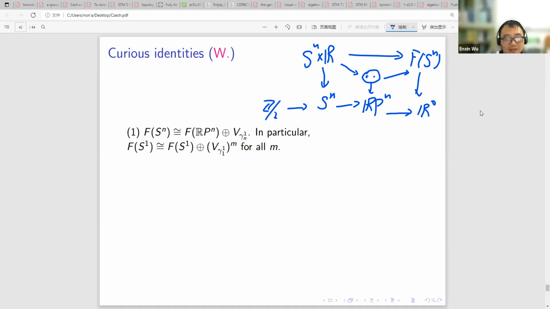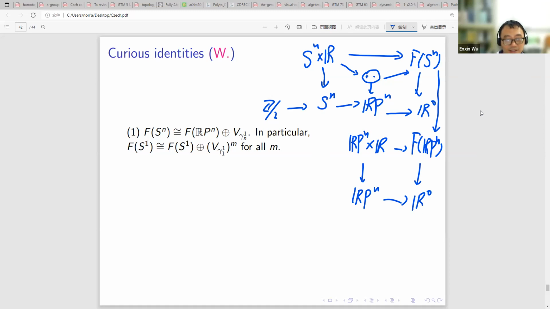But the thing is, you have another way to do it. Yeah, sorry, I'm a bit sloppy here. So if you also take this one, go to R0 point, you would get this f of RPn. So in particular, if you have such a map, and if this is a subduction or a quotient map, you automatically have a quotient map here. And you can use this bundle theory to calculate what is the kernel of this.